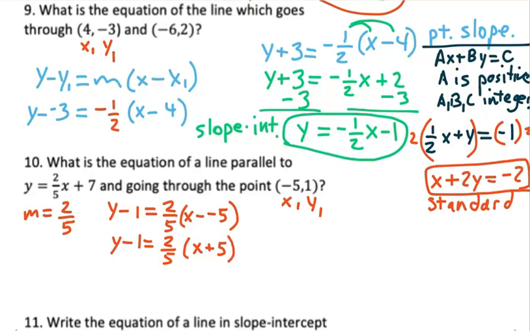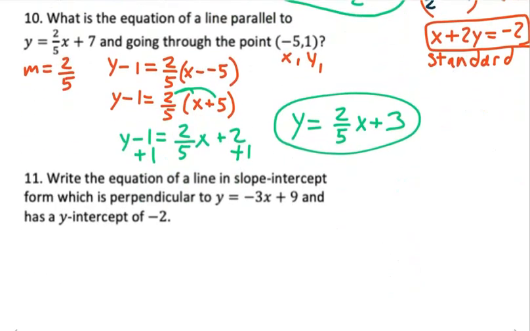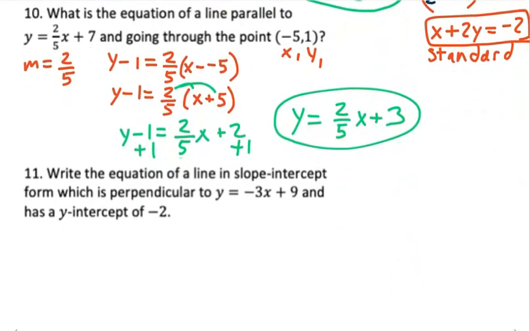If we want to write it in slope-intercept, which is the most common version I see, I would distribute to get rid of the parentheses. 2/5 of 5 is 2. And we'll add 1 to each side. And so the slope-intercept version of this answer is y equals 2/5 x plus 3. Again, that's the answer I would typically see. Sometimes, again, they may leave it in point slope, or they may change it to standard form.